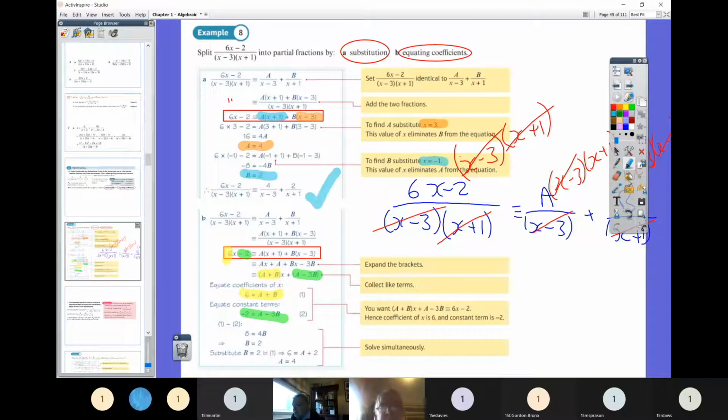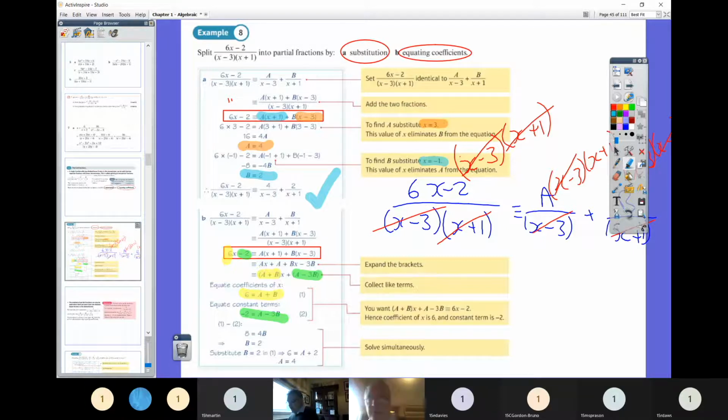Now with method B, equating coefficients, let's pick it up at the bit in the rectangle, the 6x minus 2 bit. We multiply out the brackets and gather like terms. So we have the x terms at the beginning factorized and the non-x terms afterwards. The ax plus bx have been gathered together and factorized, and the a minus 3b has been left at the end.